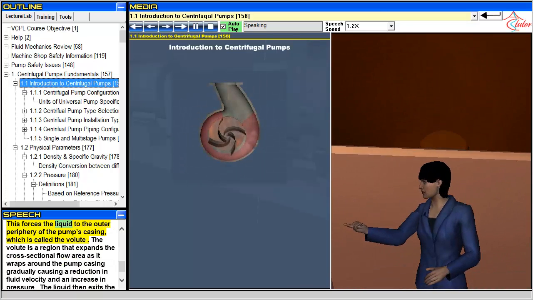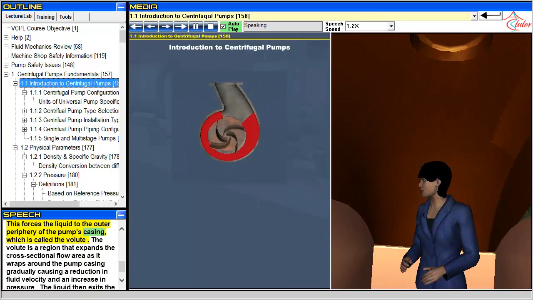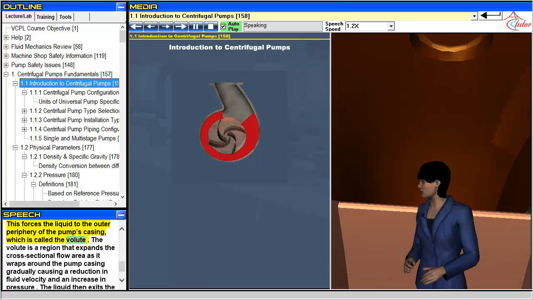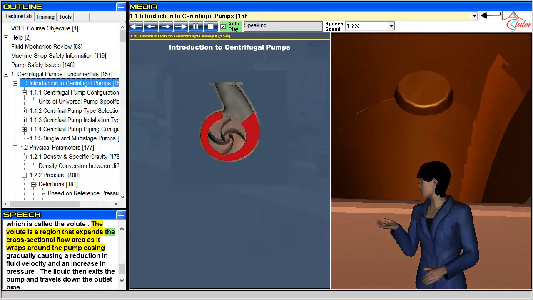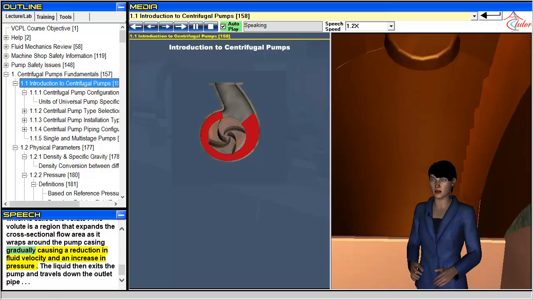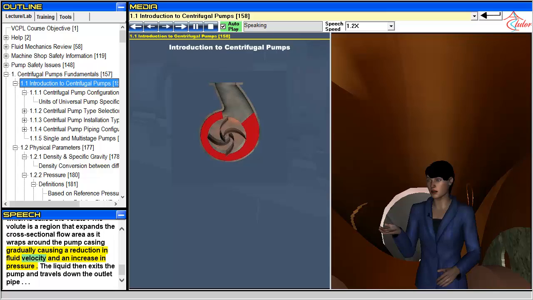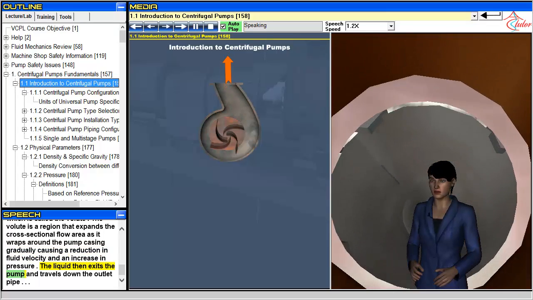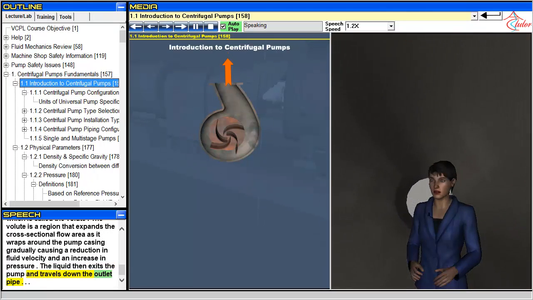This forces the liquid to the outer periphery of the pump's casing, which is called the volute. The volute is a region that expands the cross-sectional flow area as it wraps around the pump casing, gradually causing a reduction in fluid velocity and an increase in pressure. The liquid then exits the pump and travels down the outlet pipe.